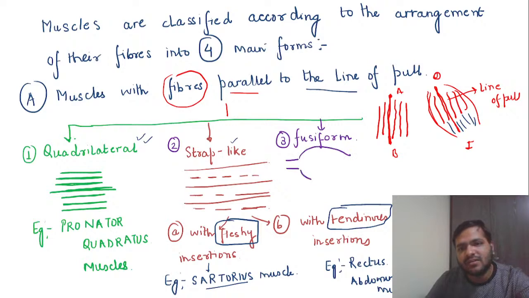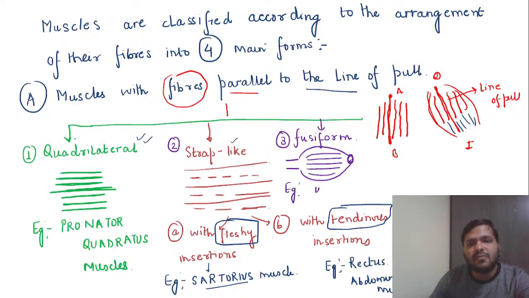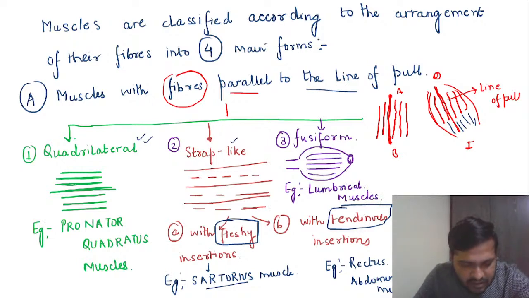So basically these muscles are having fusiform appearance like this, and the example you have to remember is the lumbrical muscles. So these are having fusiform appearance, and that is the example that you guys have to remember. It is the lumbrical muscles.